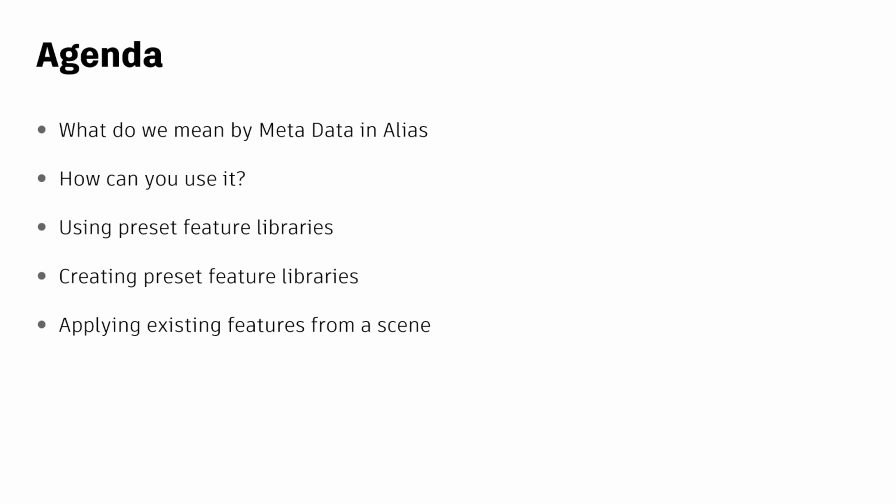So if we just recap on what we saw: we explained what metadata is in Alias, how you can use it with the preset features to create a feature library, how you can save that data out, and then how you can apply existing features from existing scenes in the model.